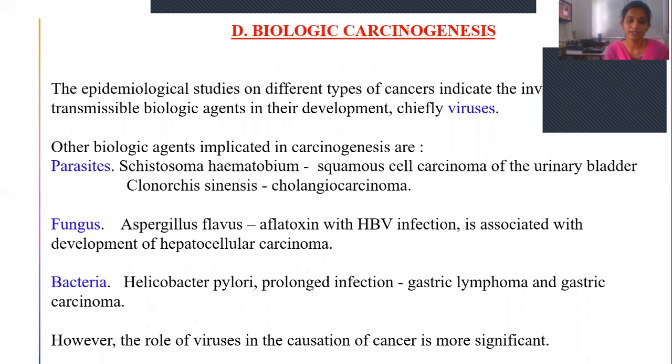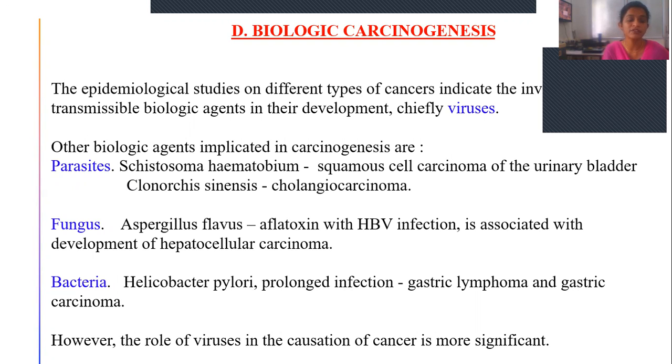Hello students. In the last classes we have discussed molecular pathogenesis of cancer, chemical carcinogenesis and physical carcinogenesis. Now we are going to discuss biological carcinogenesis. The biological agents which cause carcinoma include mainly viruses. Apart from viruses, other things like parasites, fungus and bacteria may also cause carcinogenesis.